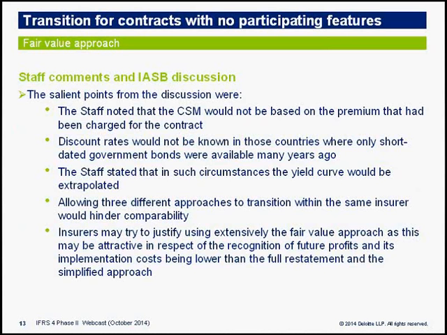Last point on this slide is that insurers may try to justify using extensively this fair value approach, as it may be attractive in respect to the recognition of future profits, and also because its implementation cost may be calculated as lower than the full restatement cost or the simplified approach cost. So the staff was noting that clearly that is a possibility, but there are very reputable auditors around which will challenge management if there is not a truly honest application of the impracticability assessment. And so the board members were satisfied that this is a possibility, but the strength of the audit profession should be a sufficient barrier for that.